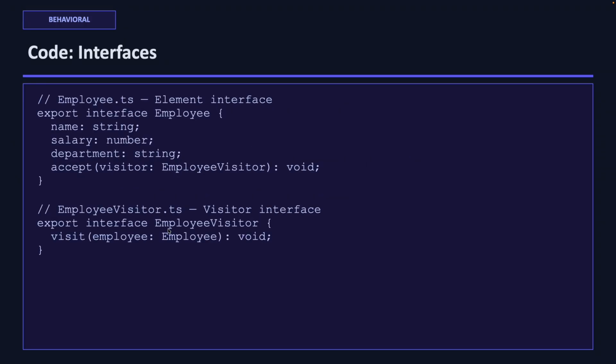Here we're going to look more closely at the employee and employee visitor classes side by side. The employee accept method takes the employee visitor, and the employee visitor has the visit method, and it takes the employee. We have this circular contract. They're both referencing each other. The mutual reference is what creates this dispatch loop. Each interface knows about each other, but neither knows about the concrete classes themselves. That indirection is the foundation of the entire pattern.